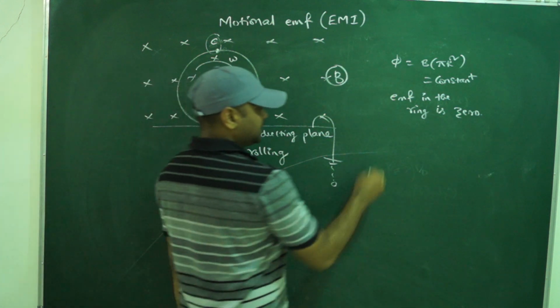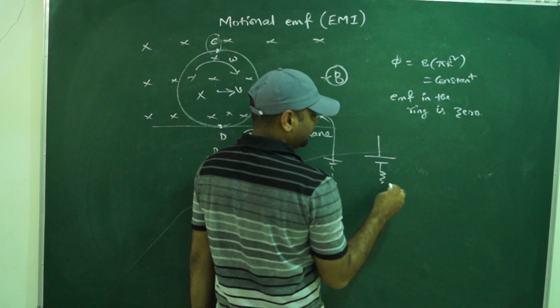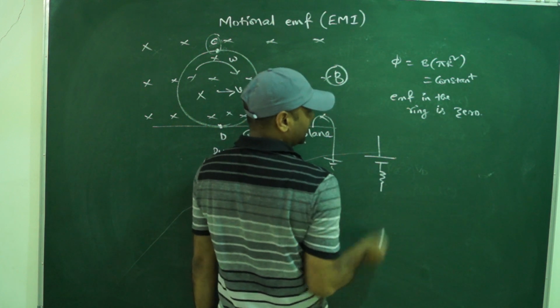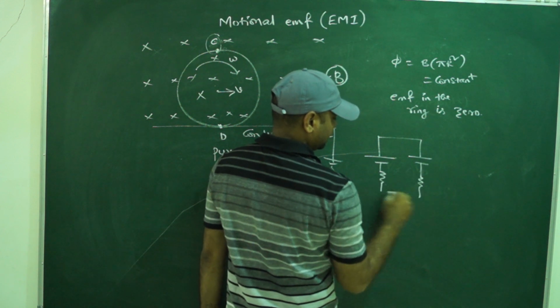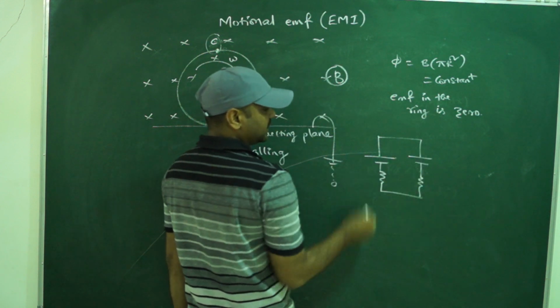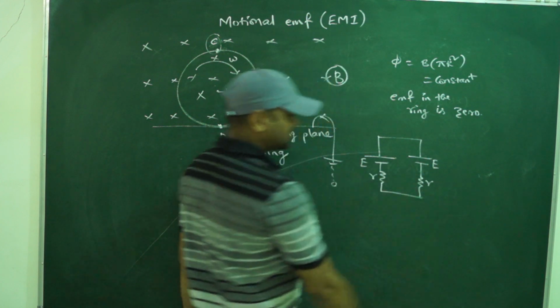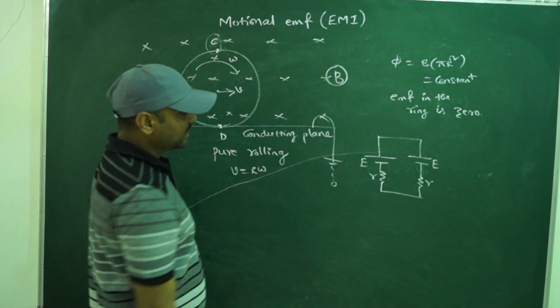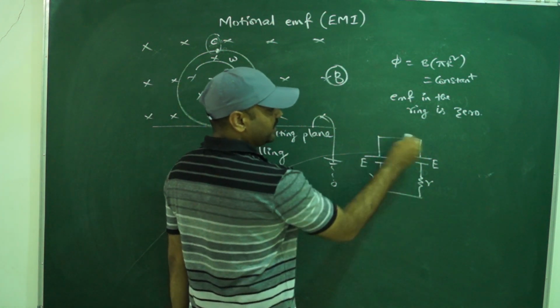How? Let us take a simple circuit. Suppose I take one battery like this, and one more battery I connect in this way, positive connected. Both batteries have the same EMF and the same internal resistance. Identical batteries are connected like this. Under this condition, you will find the net EMF will be 0.